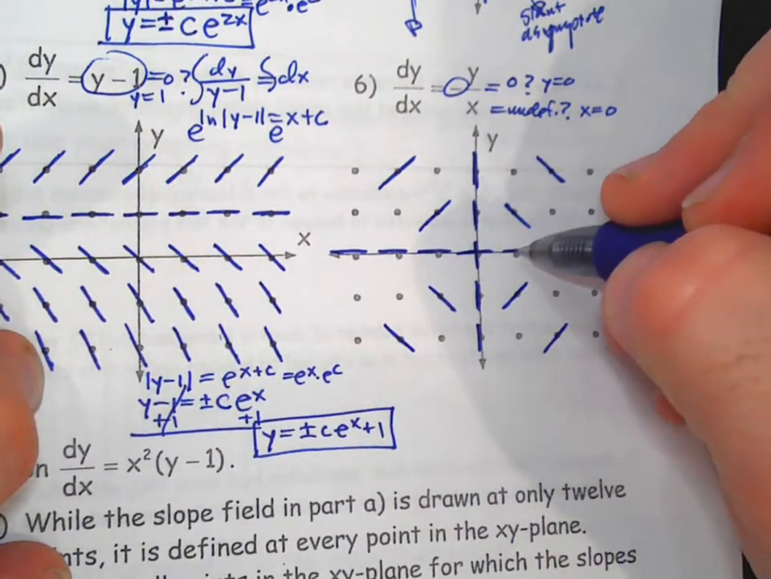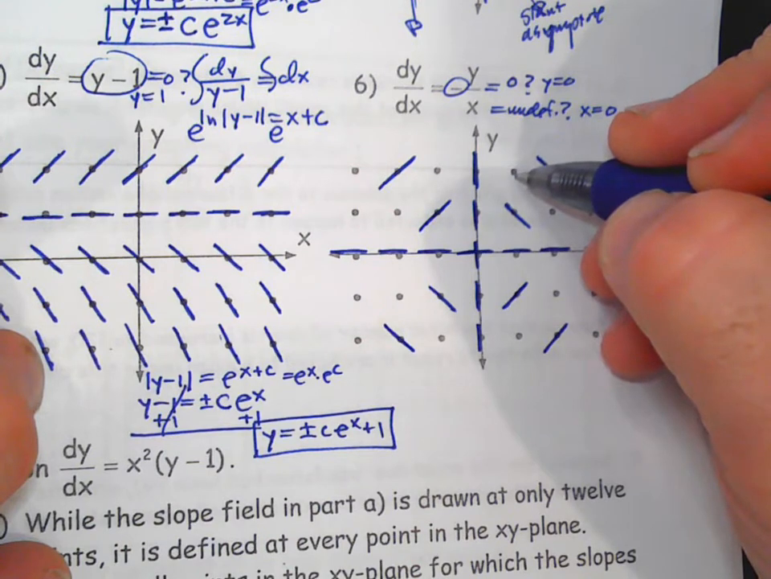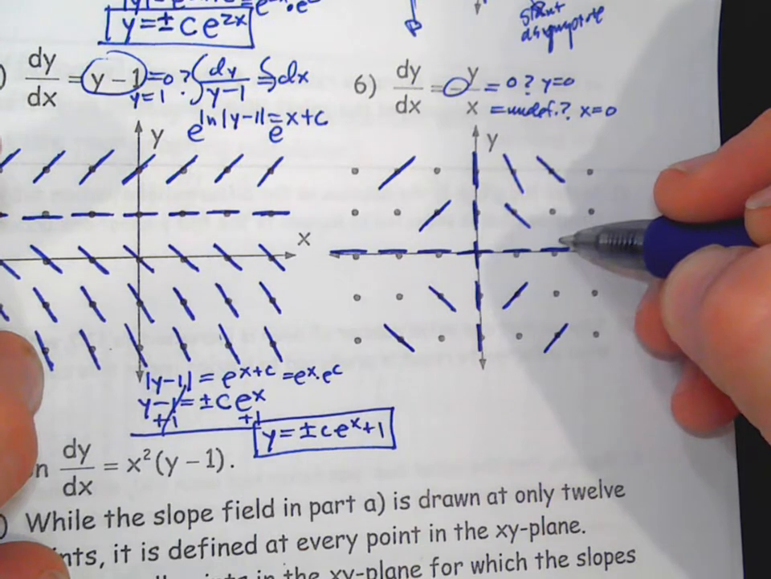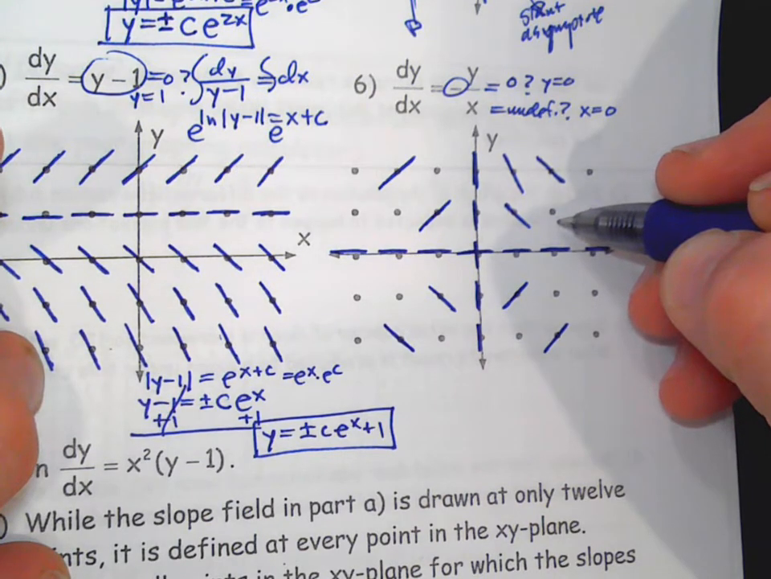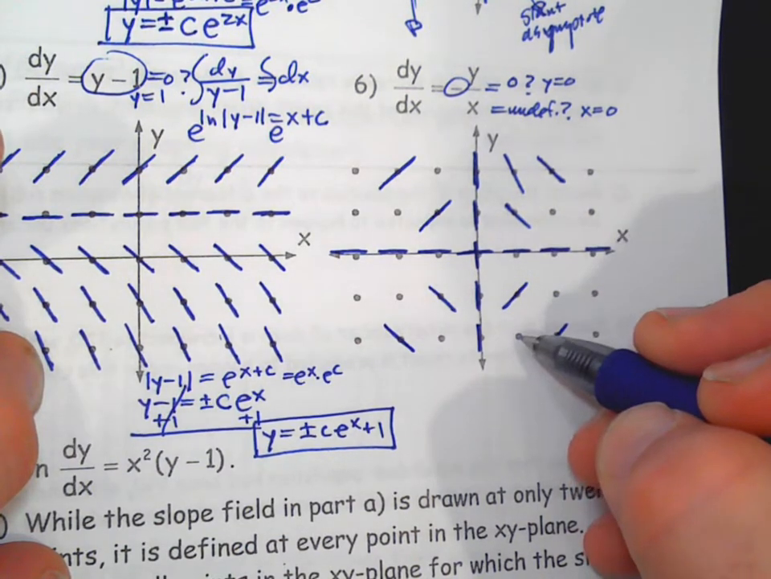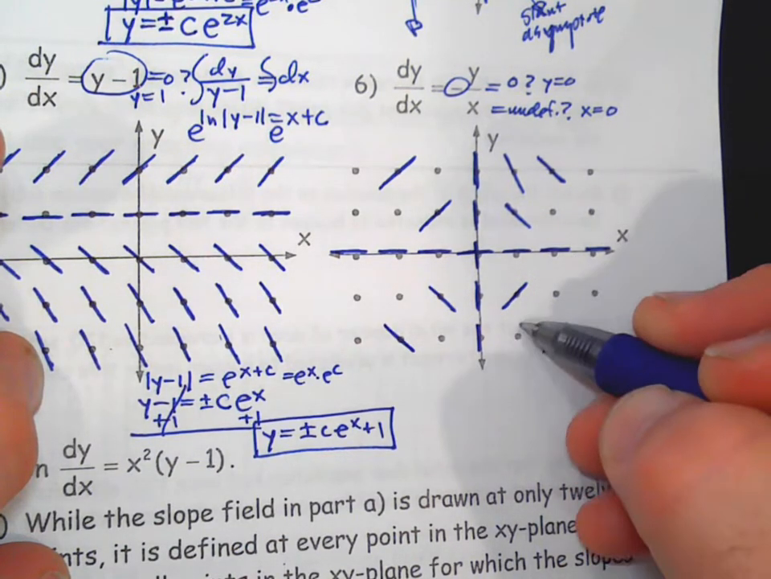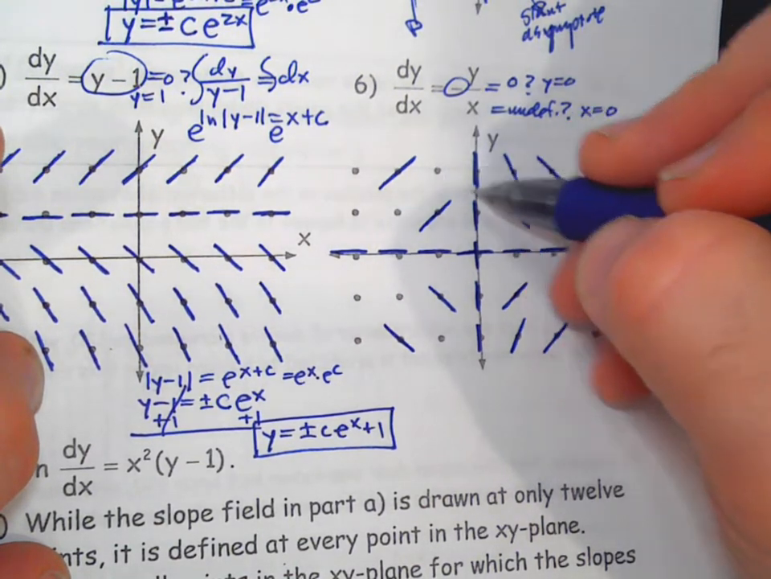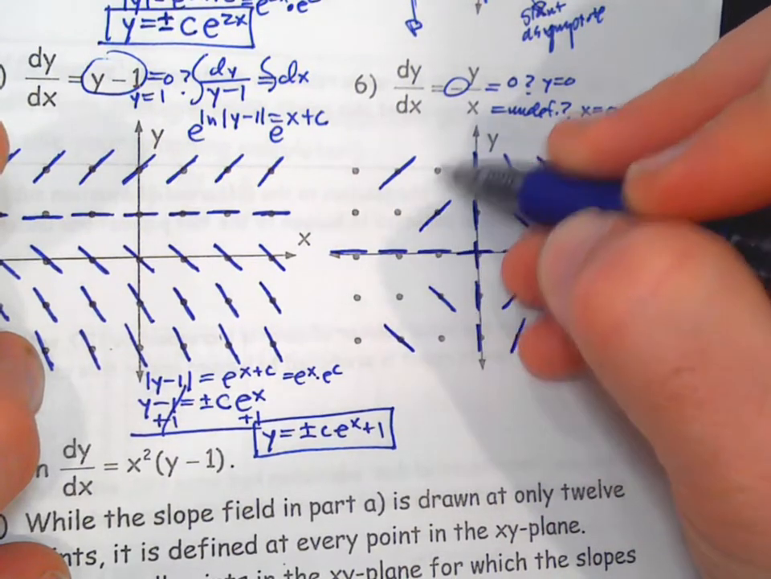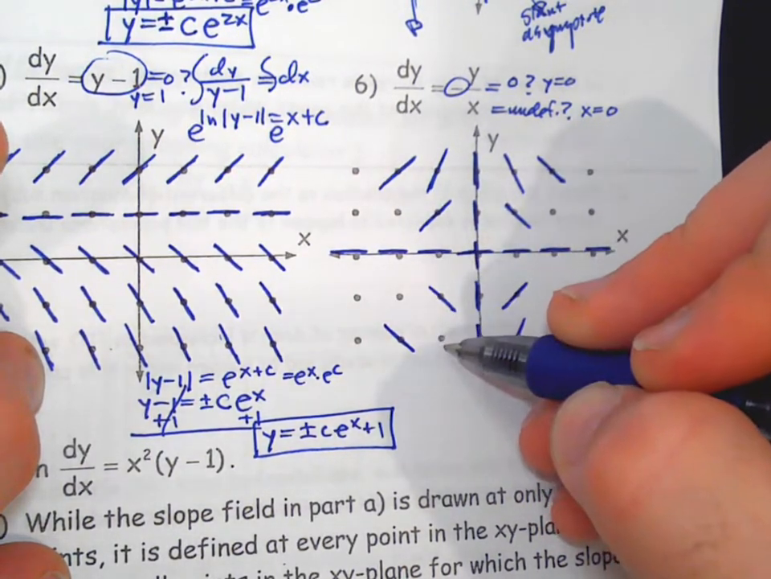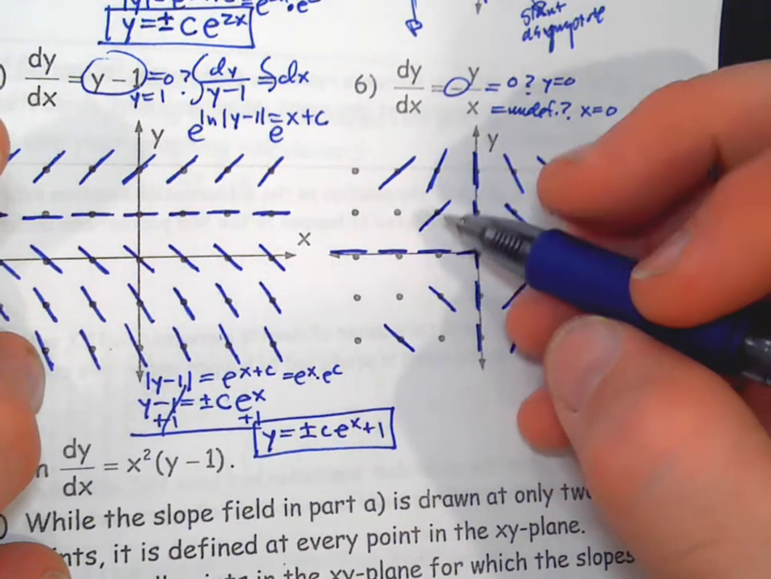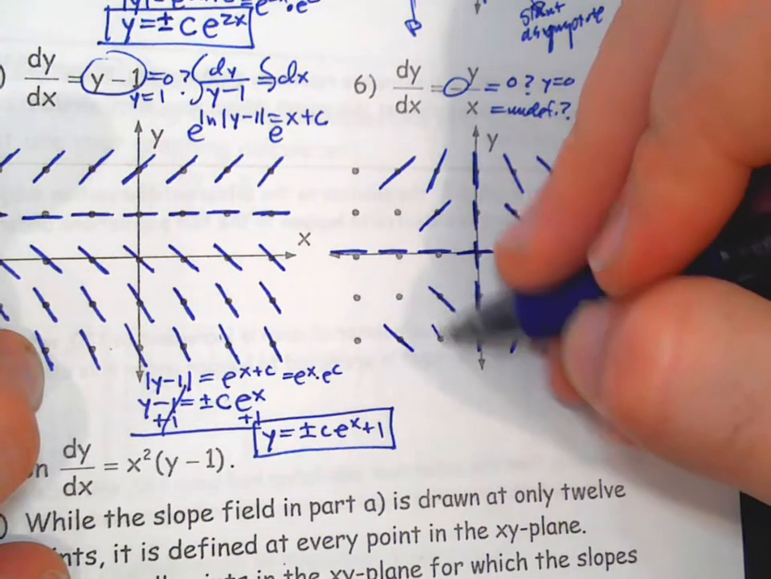1, 2, 1 for x, 2 for y would be a slope of -2, down 2. 2, 1. So let's see if we can find any others that are like that. 1, -2 would be a slope of +2. -1, 2 would be a slope of +2. -1, -2 is going to be a slope of -2.